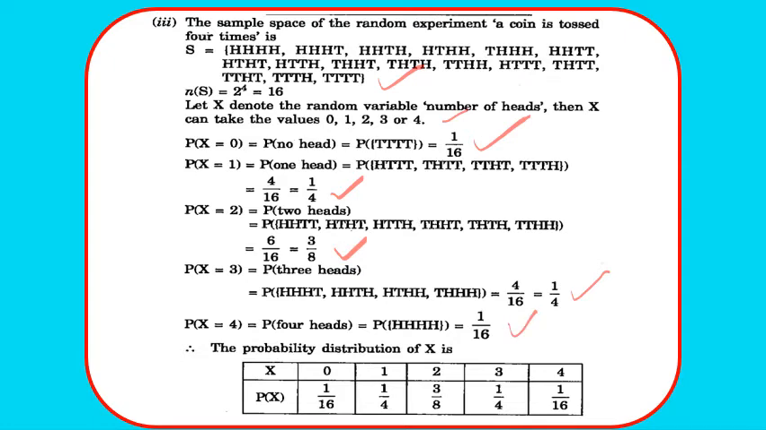So the probability distribution table is X equals 0, so P(X) is 1 upon 16. X equals 1, so probability is 1 upon 4. X equals 2, so probability is 3 upon 8. And X equals 3, so probability is 1 upon 4. And finally, if X equals 4, so P(X), the probability, is 1 upon 16. Clear? So pause and note down the solution.